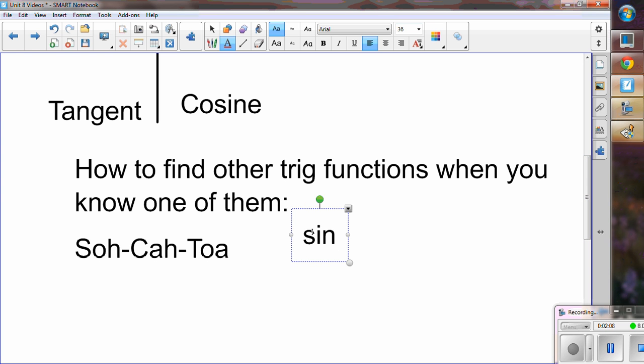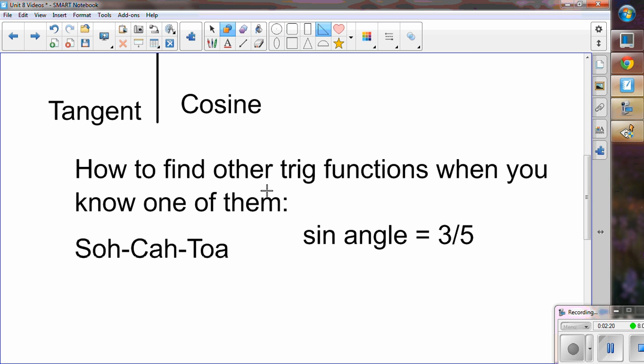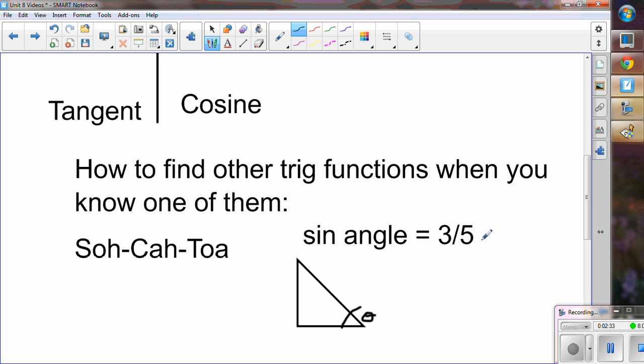So if you're given a scenario where sine of your angle is equal to 3 over 5, you need to know that you are in a right triangle. So let's draw a right triangle, and you can mark your given angle. I'm going to mark my angle down here. Let's call it theta. And sine is really opposite over hypotenuse. So I can label this as the opposite of theta is 3, the hypotenuse is 5.